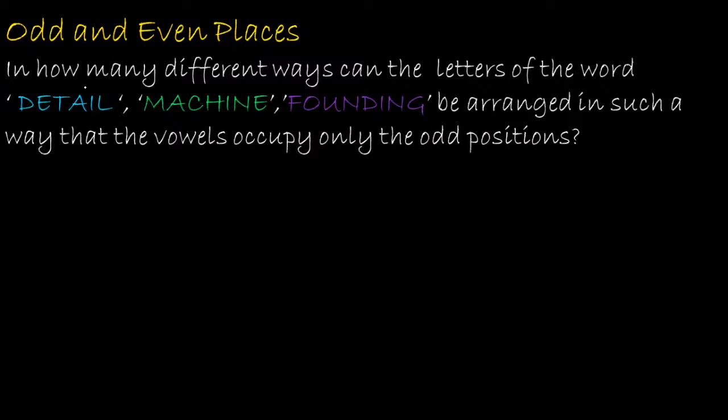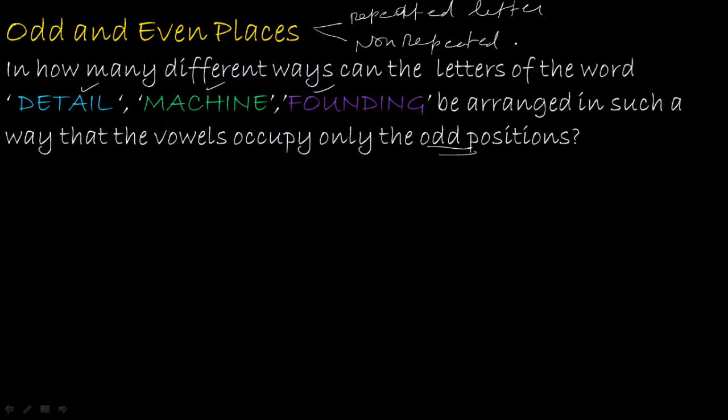Here I have to take 3 examples. Okay, in how many different ways can the letters of the words detail, machine, founding be arranged in such a way that the vowels occupy only the odd positions? So in this category I have to give you both of the things simultaneously. If it is in case of repeated letters and non-repeated letters, how are we going to calculate? Okay, I will club these two things in a single example like this.